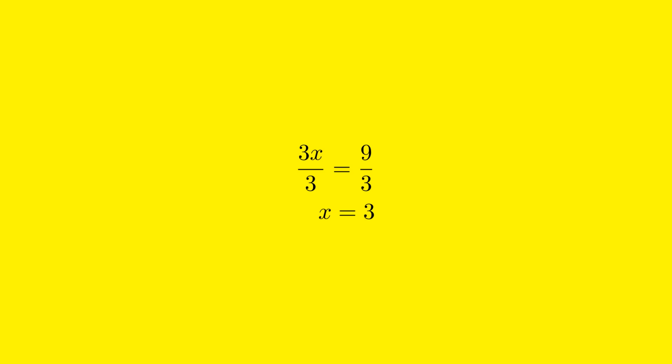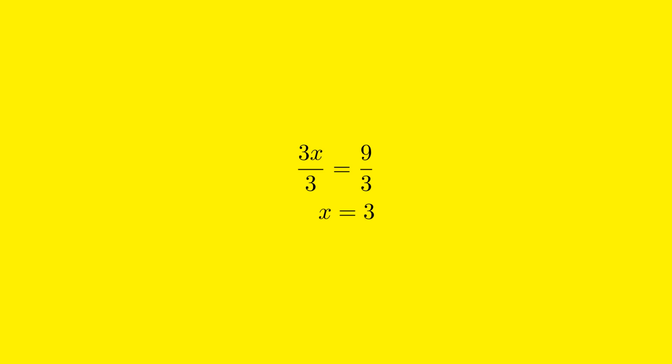Let us proceed by performing the division on the left side first. When we divide 3x by 3, we are left with just x. This calculation simplifies the term, effectively isolating the variable. Next, we also need to divide the right side of the equation by 3. When we divide 9 by 3, we get the value 3. Therefore, dividing both sides of the equation by 3 transforms our expression from 3x equals 9 to x equals 3.